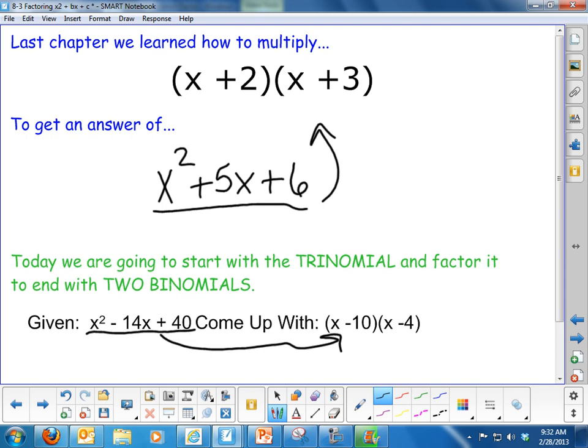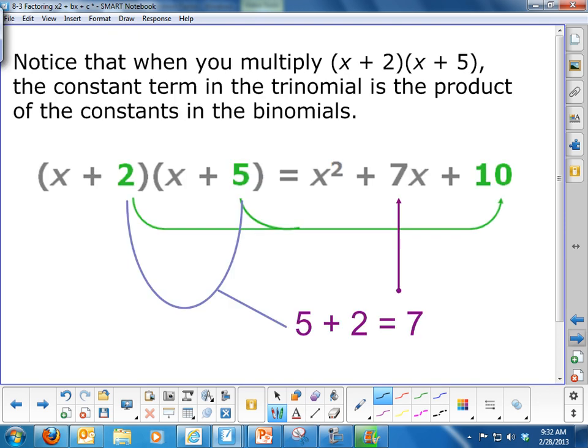Okay? So let's go ahead and start to think about how we could come up with these two binomials, these two factors. Notice that when you multiply x plus 2 and x plus 5, the constant term in the trinomial is the product of the constants in the binomial. So when we're talking about the constant term, that's 10. We know that 10 comes from multiplying 2 times 5. Think back to your cowboy hat. We put the multiplied number or the product in the top. So that would be 10.